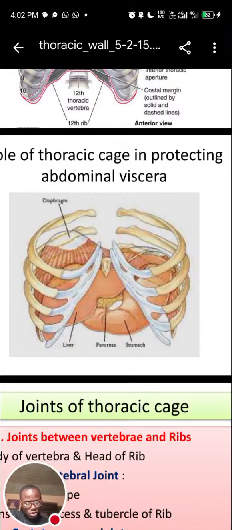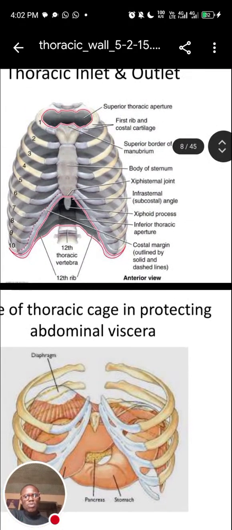The function is what? To protect. That's all. To protect the abdominal viscera. To protect the structures in the abdomen. Protect abdominal organs, using mnemonics.